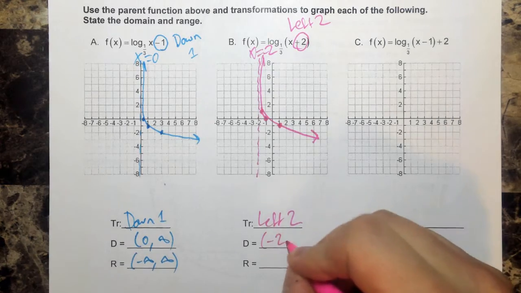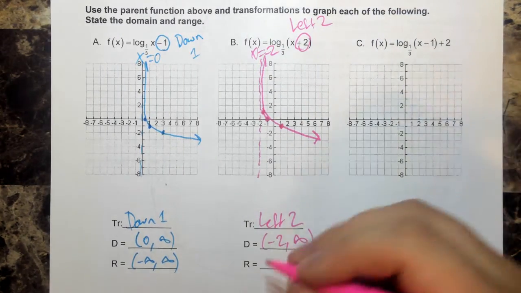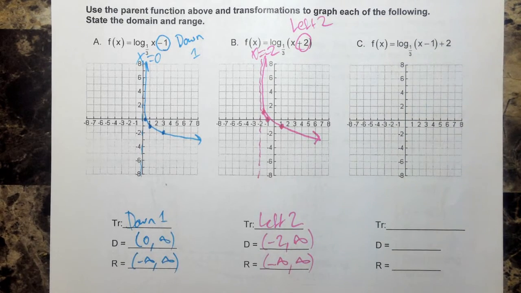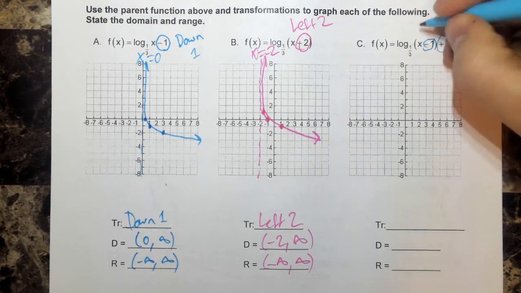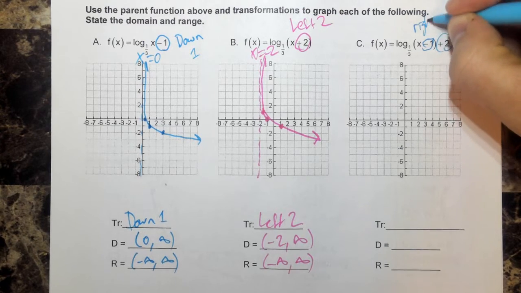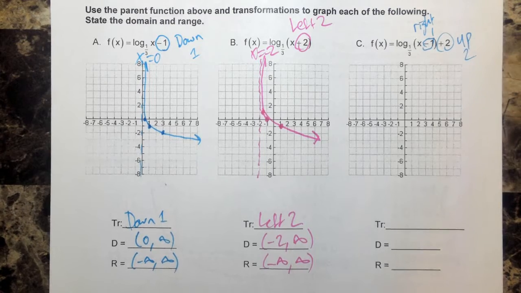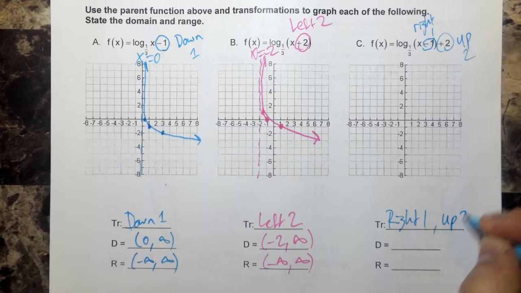Okay, domain on that one definitely changes. We're going to negative 2 now, so it's negative 2 to infinity. And then my range is negative infinity to infinity. Okay, and then we can do this last one. So inside the parentheses, opposite sign, so that's right 1. Outside, same sign, up 2. So right 1, up 2.